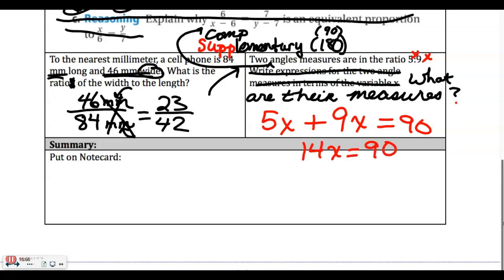Will you do 90 divided by 14 on your calculator for me? Thank you, Preston. What do you get? It doesn't go in nicely. 6.42. Okay, so if x is 6.42, and if it says to find their measures, what would I do with the 6.42? Multiply by 5, and then multiply by 9. We don't need to do that. Okay, does that make sense, guys?